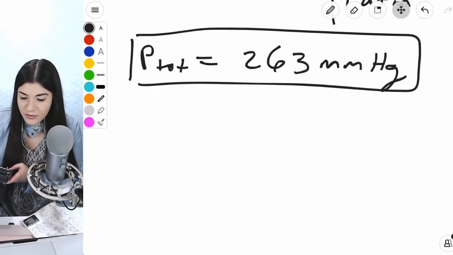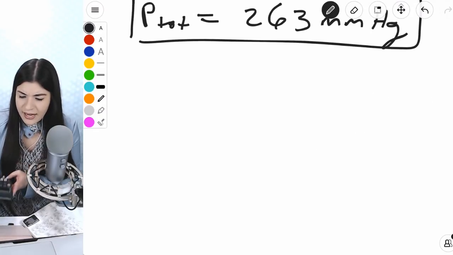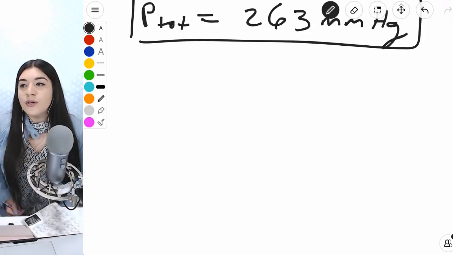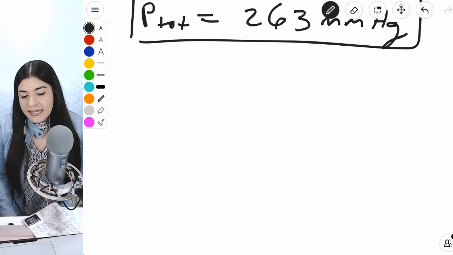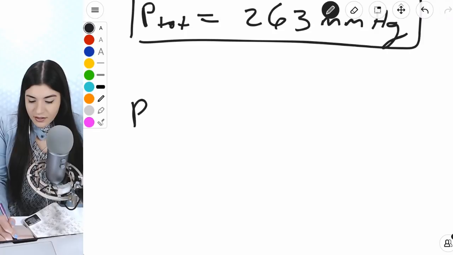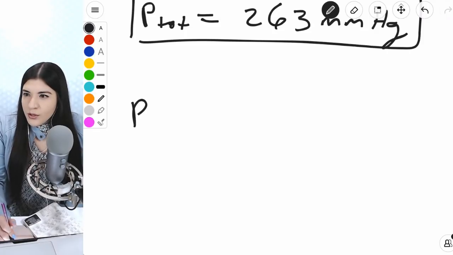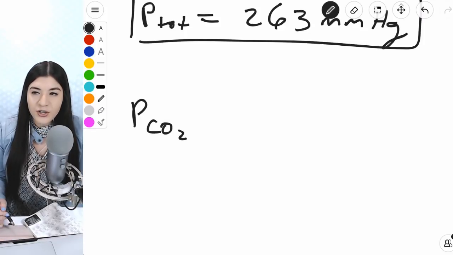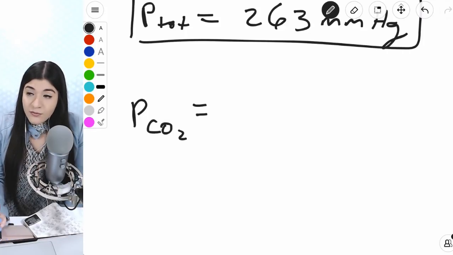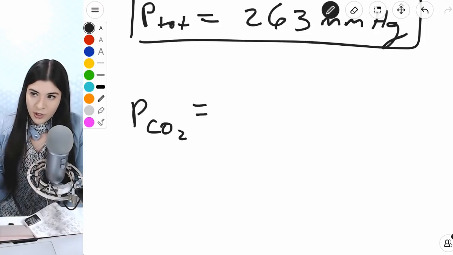And then for the next part, running out of a little bit of room here, but what you would do next is you can do this. Since you want the partial pressure of each gas, let's say our partial pressure of CO2, I'll show you how to do it for one, and then you'll be able to replicate it.